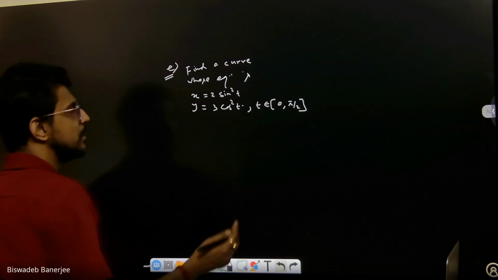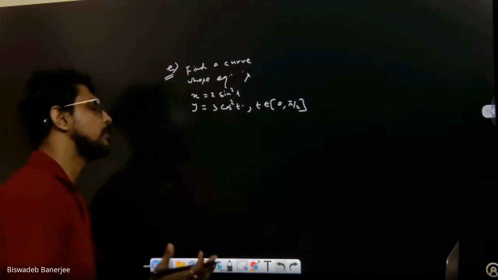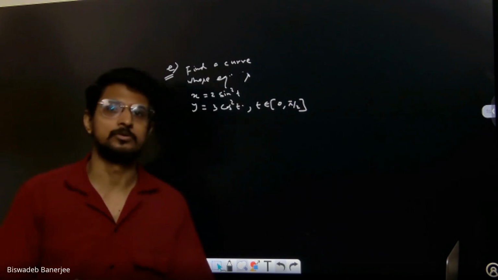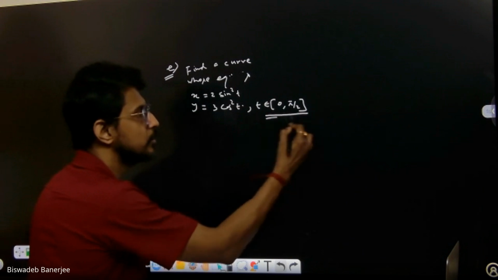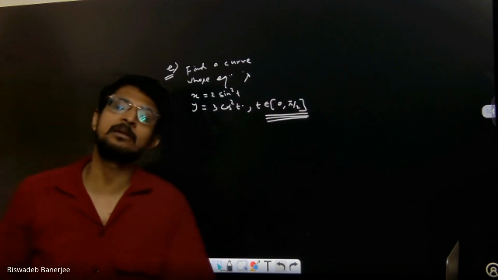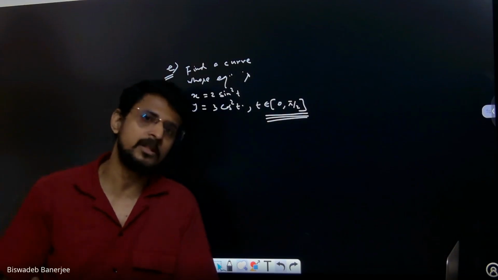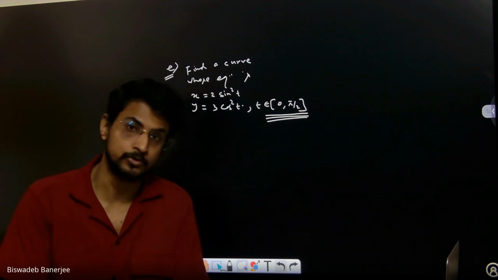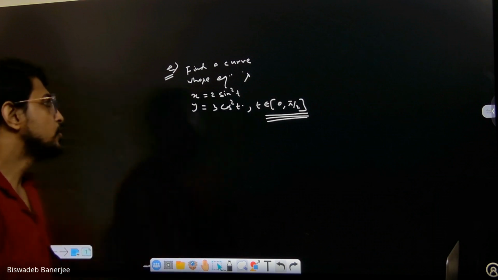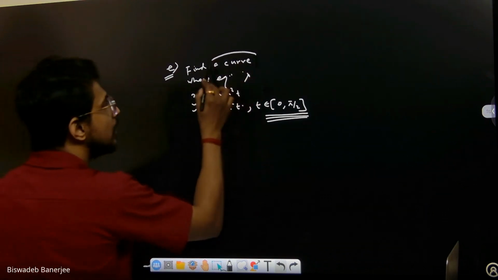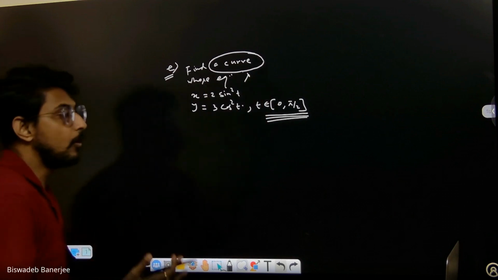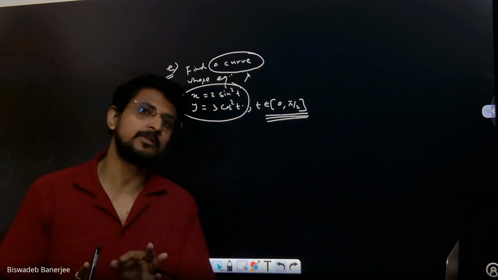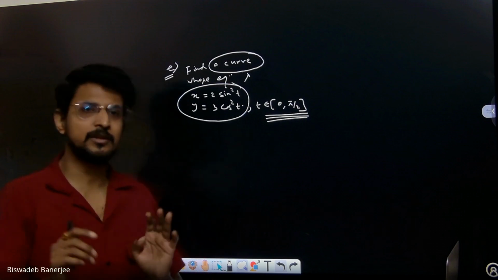What is a parameter? A parameter is a constant which is unknown. Always remember, a parameter means it is a constant, but that constant is unknown. That means that constant can be anything between 0 to pi by 2. It can be 0, can be pi by 2, or anything between 0 to pi by 2. So in this question, we are required to find out a curve. What curve represents this equation? That is the question. So very, very easy question.